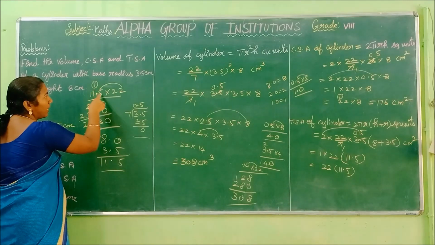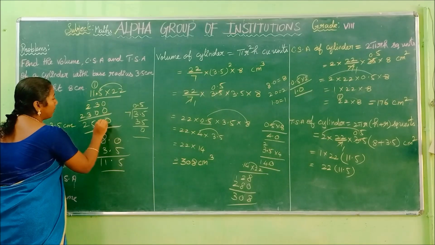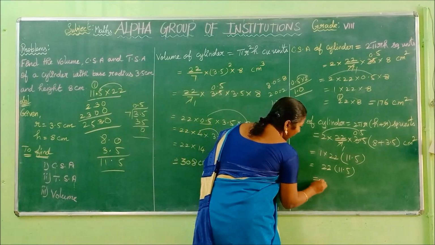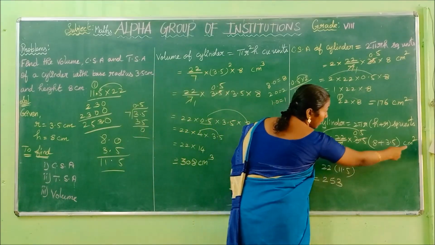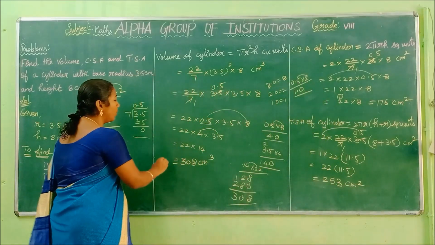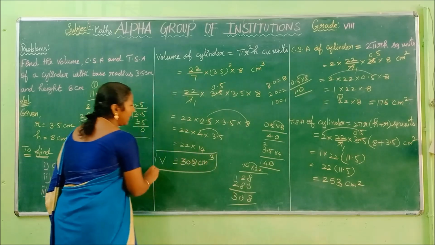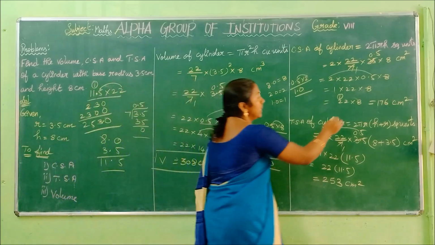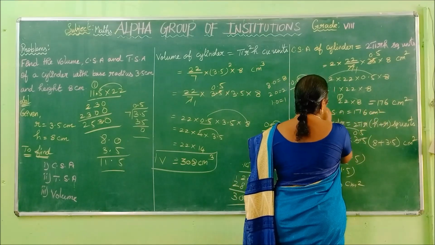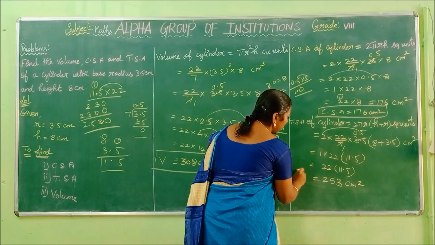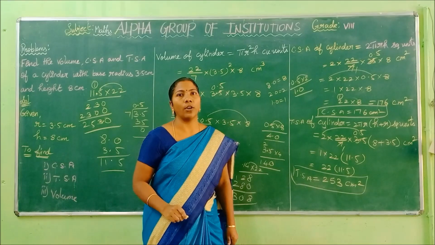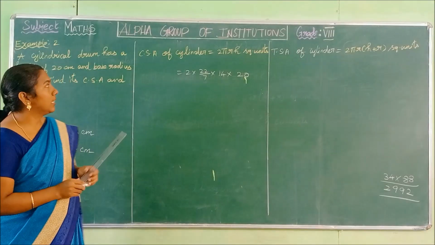Here after the decimal point we have only one digit. So put the decimal point after your one digit. So what is the answer? 253. So you have to write 253 centimeter square. Thus we have found out volume of cylinder equal to 308 centimeter cube, CSA of cylinder equal to 176 centimeter square and TSA of cylinder equal to 253 centimeter square.